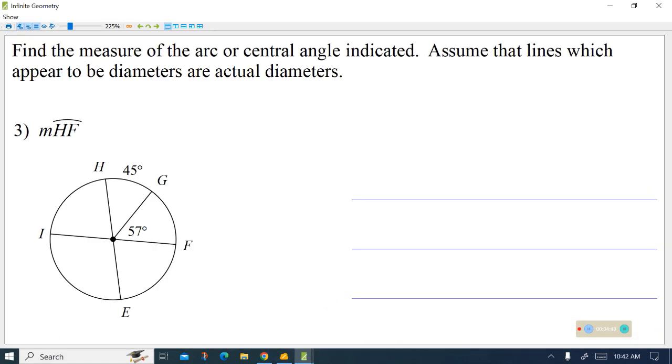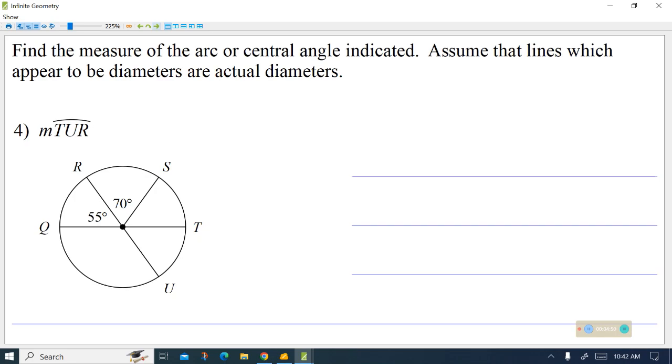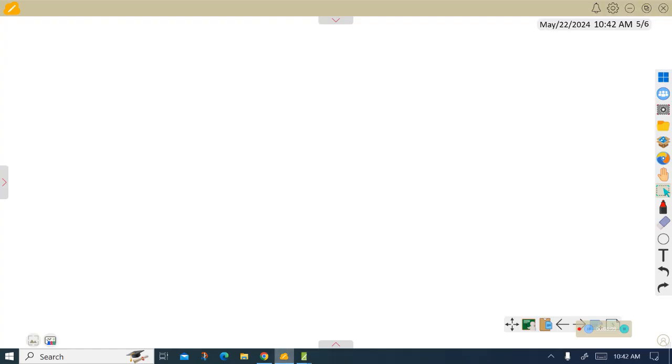Now, let's take a look at number 4. If I was you, I'd probably pause the video right now and try to solve this one on my own. And here we are. All right?